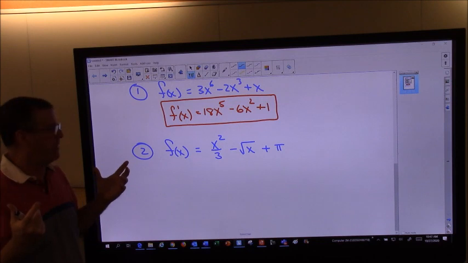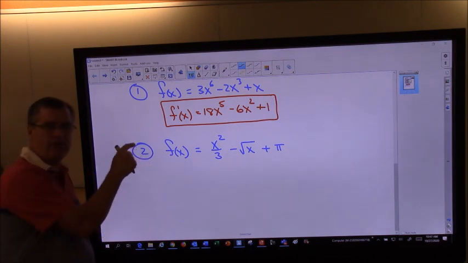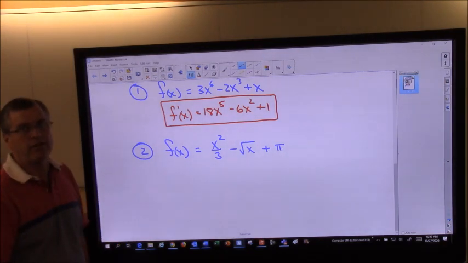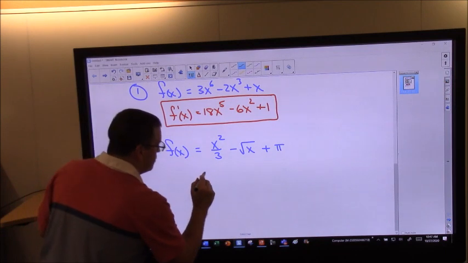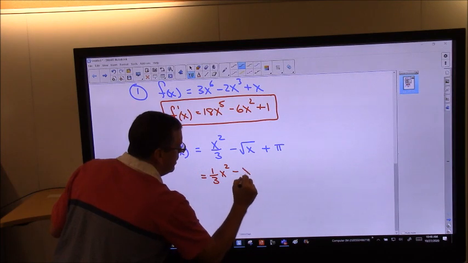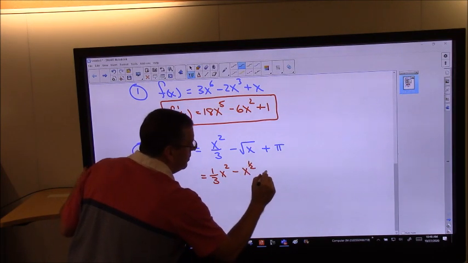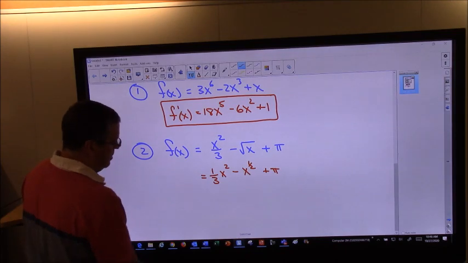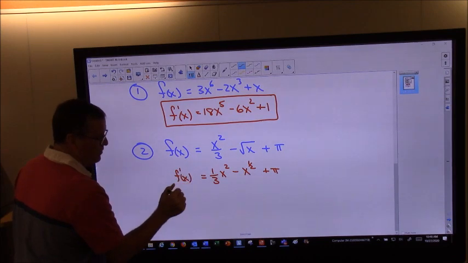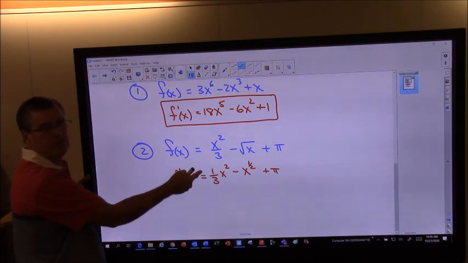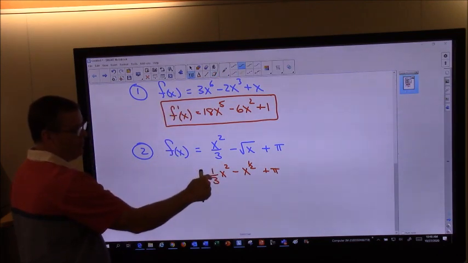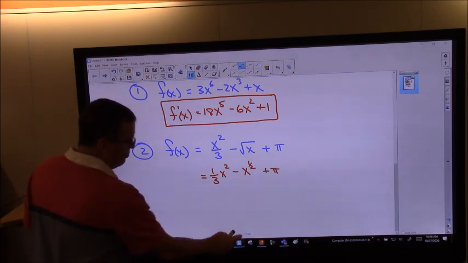Again, the shortcut's amazing, because if I had to plug in an x plus delta x, or x plus h, whichever one, and do the limit, this is going to take a while to get through. But if I rewrite this like this, 1/3 times x squared minus x raised to the 1/2 plus pi. Now, this is important too. Don't write f prime of x here. That's not the derivative, that's just the same function, right? I don't want to write this. Not until I start multiplying by the exponent and subtracting 1, which I'm going to do now.